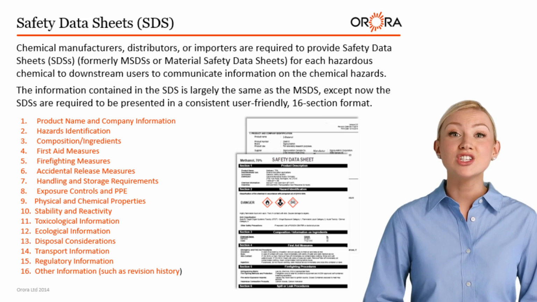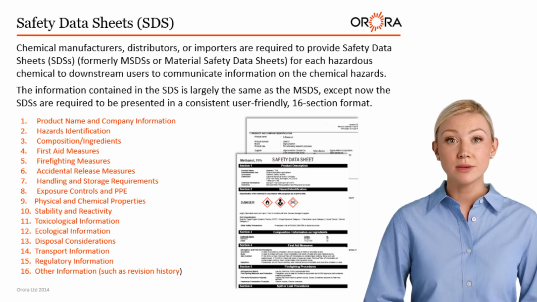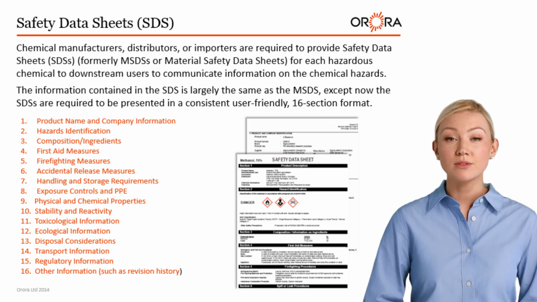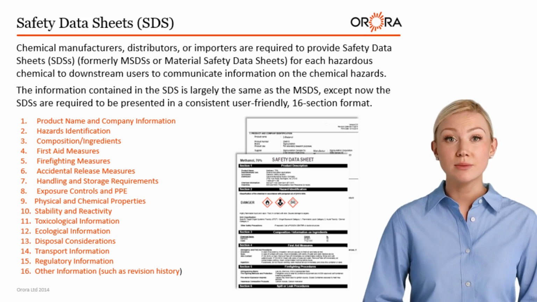Let's review each section of the SDS format. Section 1, Product Name and Company Information. Section 2, Hazards Identification. Section 3, Composition Ingredients. Section 4, First Aid Measures. Section 5, Firefighting Measures. Section 6, Accidental Release Measures. Section 7, Handling and Storage Requirements. Section 8, Exposure Controls and PPE.